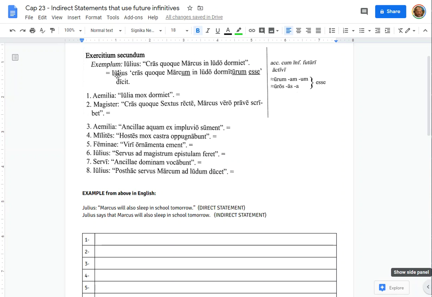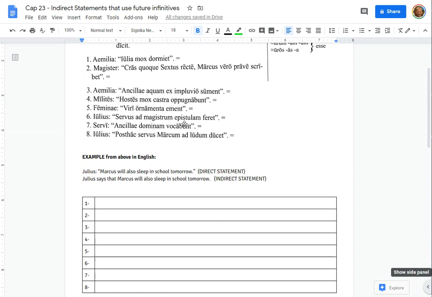So Julius says that Marcus will sleep, or is going to sleep, in school tomorrow also. I'm going to do the first one here. Actually, you know what I'm going to do? I'm going to do the sixth one because the verb ferre is so unusual. It has weird principal parts, and you need to look up those principal parts in order to get these right.